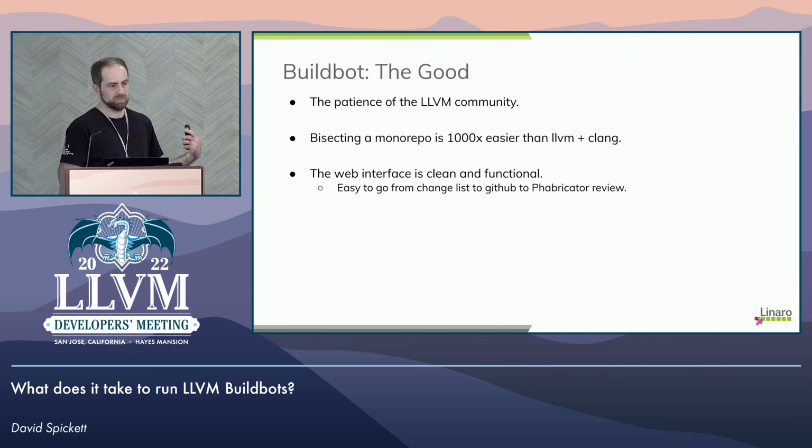As I mentioned, bisecting is great, and it's so much easier now that we're in a monorepo. And this one is specific to Buildbot, the web interface. I mentioned Jenkins earlier. Jenkins tends to give you all the information in the most ugly way possible. And Buildbot gives you a minimal amount of information in a fairly clean way. So you might get annoyed that something's not there, but at least it's not cluttering up the interface. And the key thing for me as a maintainer is it's easy to, with a mouse click, go to the change list, go to GitHub, click on our link to Phabricator, and then leave a comment.